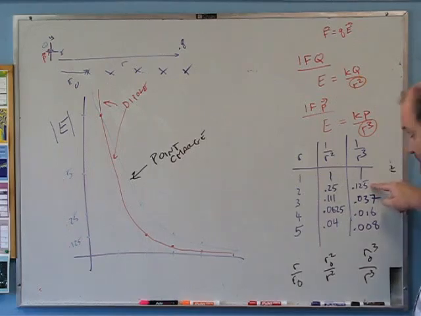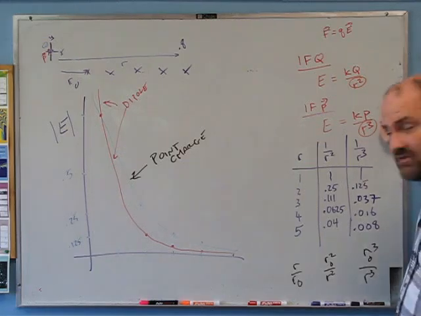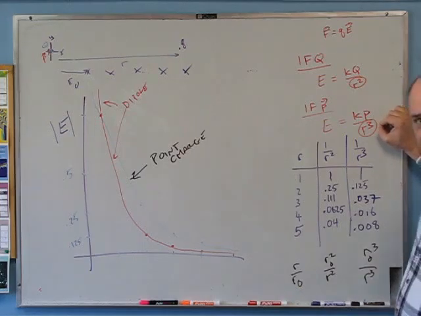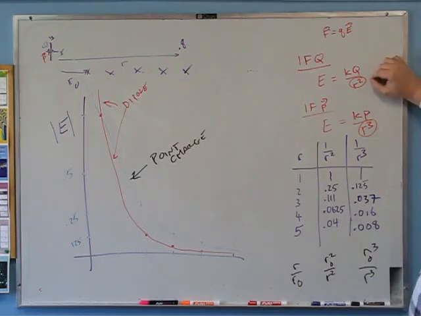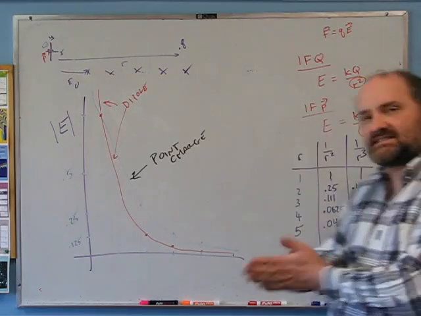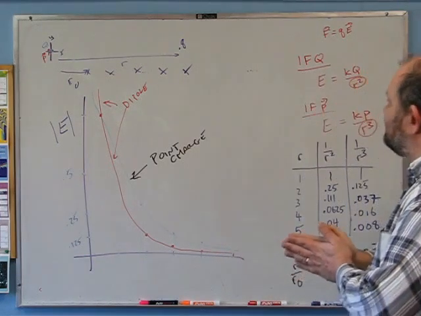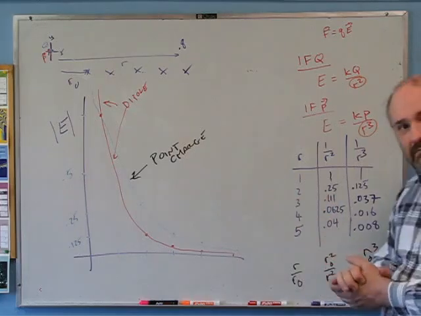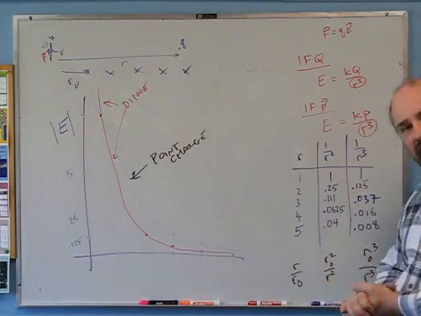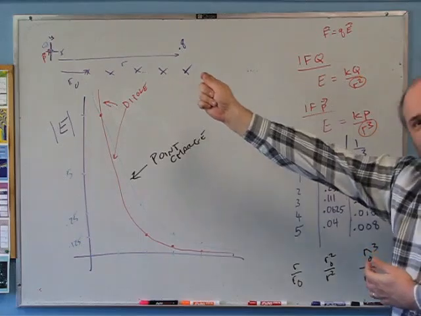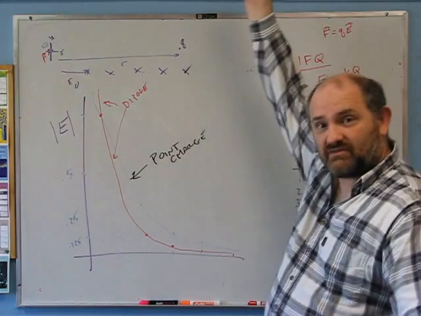You double the distance again, from 0.25 to 0.111, that's a little less than half. From 0.125 to 0.037, well, half would be like 0.06, so it's going down more. If you double the distance, the field goes down by more, so it falls off faster for the dipole. As you get farther and farther from the dipole, the field goes to zero faster than it does with the point charge. Right? And so that's what that plot would look like. So that is the second question.